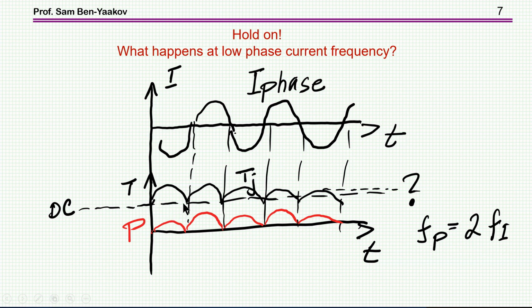So the junction temperature within this cycle, if it is of low frequency, will actually go up and down, up and down. It's not going to be a fixed temperature. And the question is, of course, how high will it go and how does it depend on the thermal components of the system? So this is the issue that I'm going to discuss here.